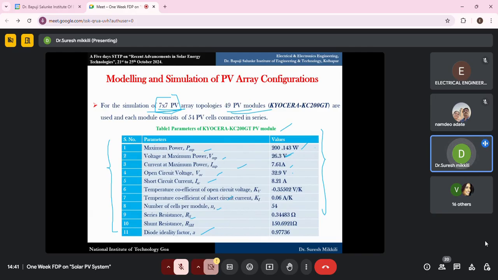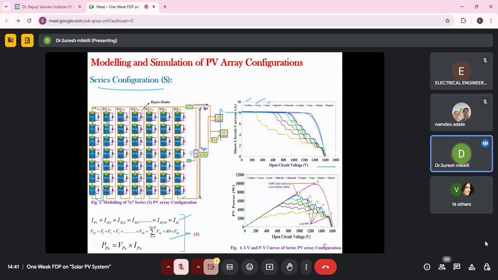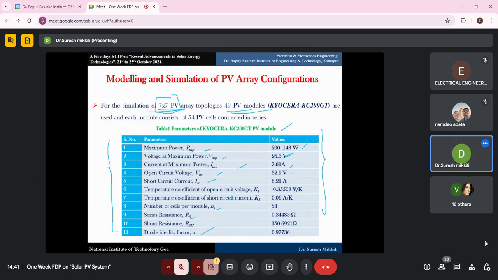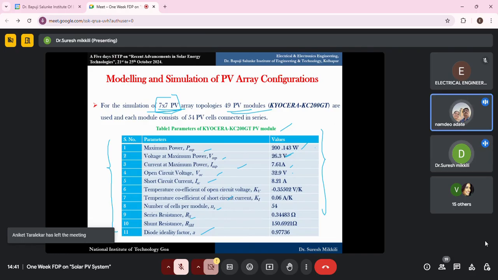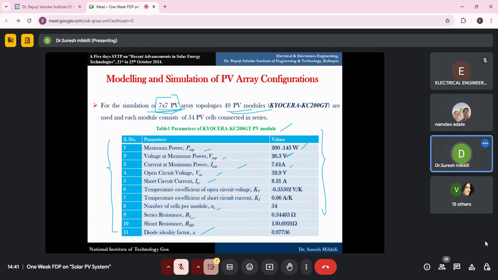See, in series, the voltage is multiplied. So how much is it? It is 49 times 1288 if you consider VMP. But I should consider open circuit voltage, because that should be greater than that. Open circuit voltage is 32.9. So how much will it come?